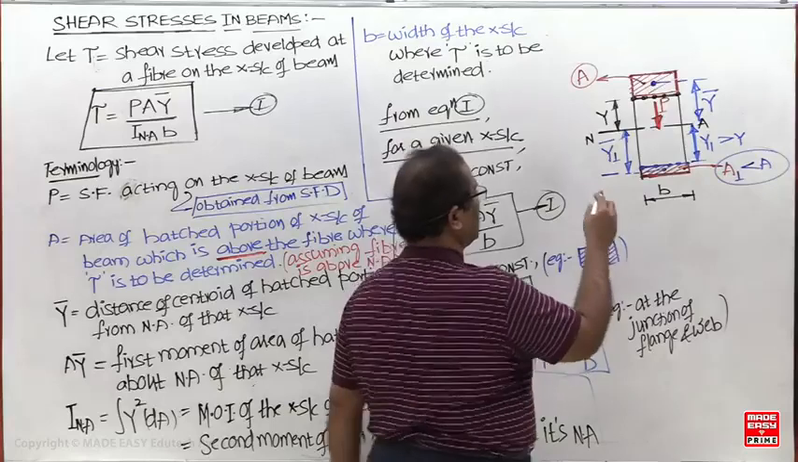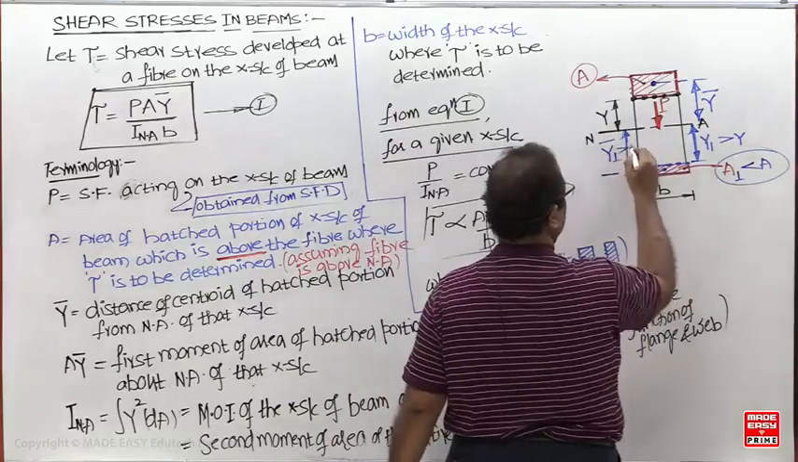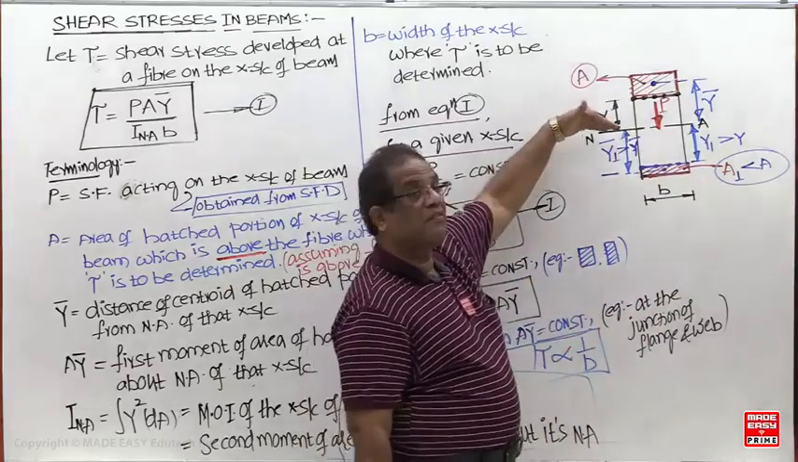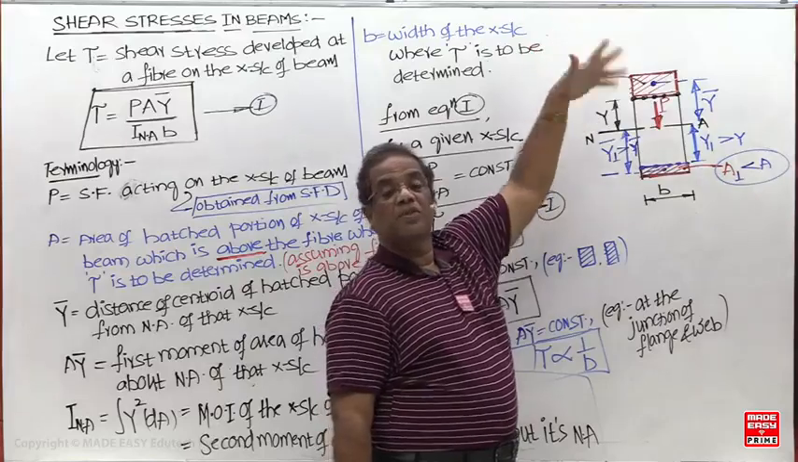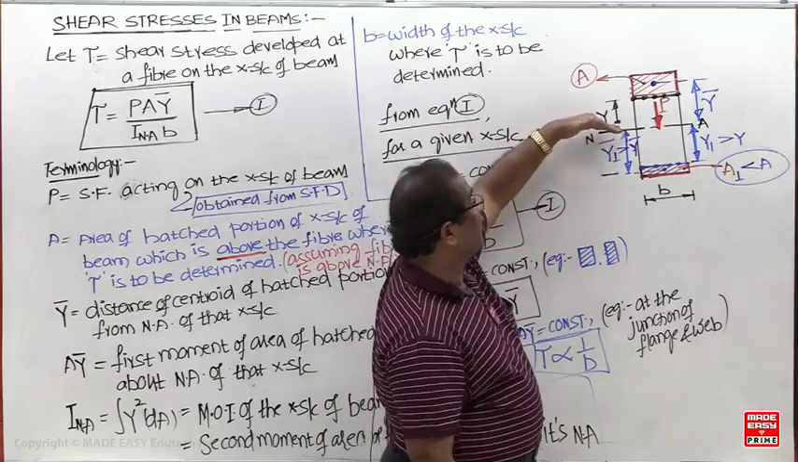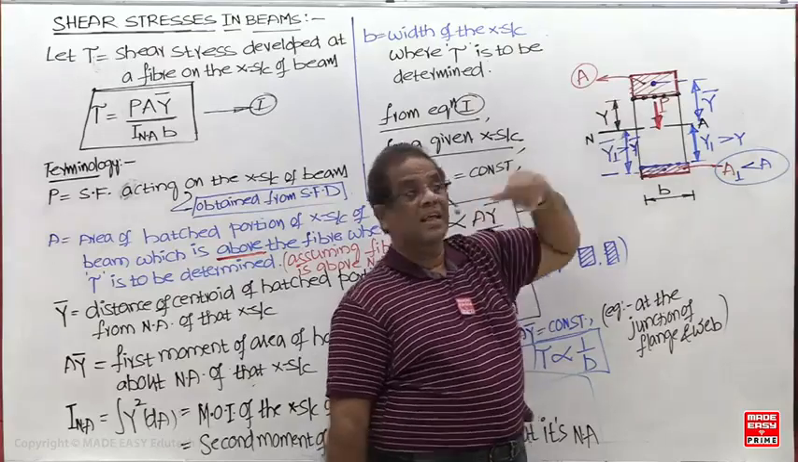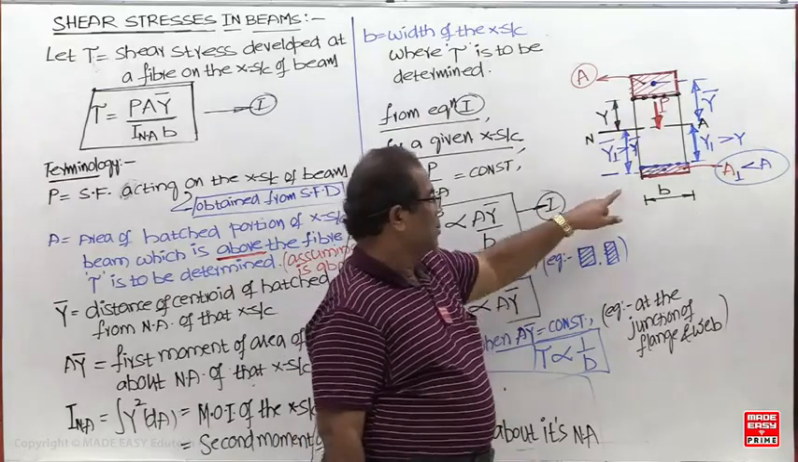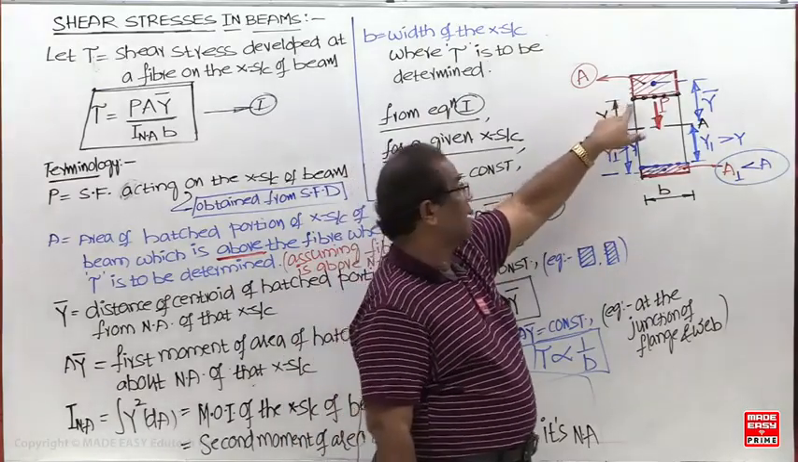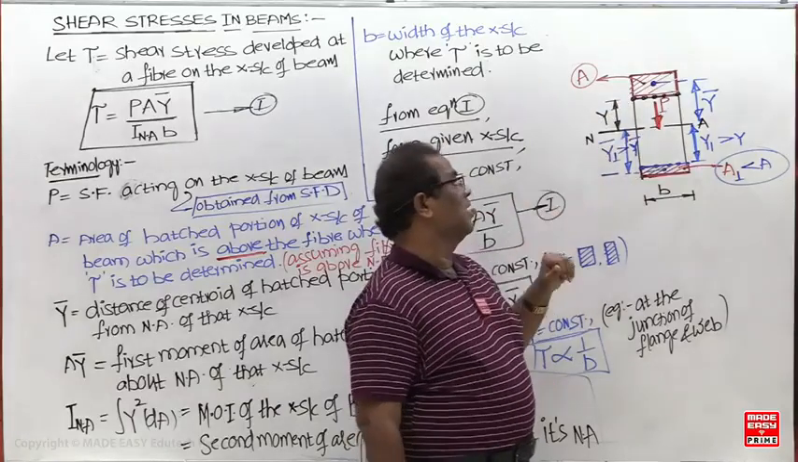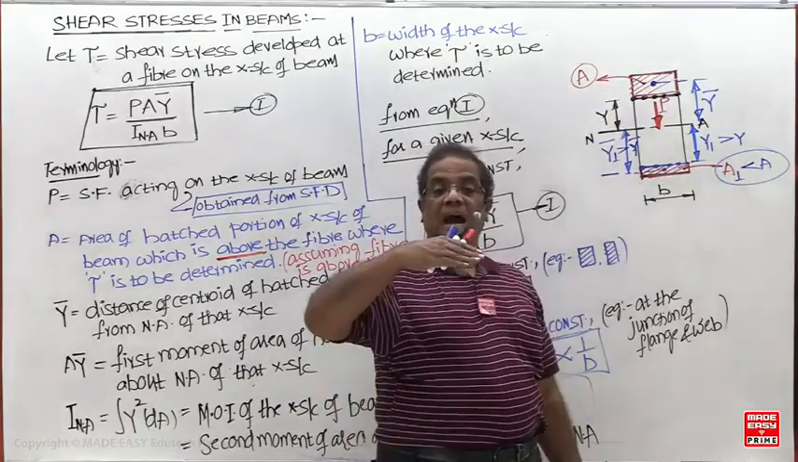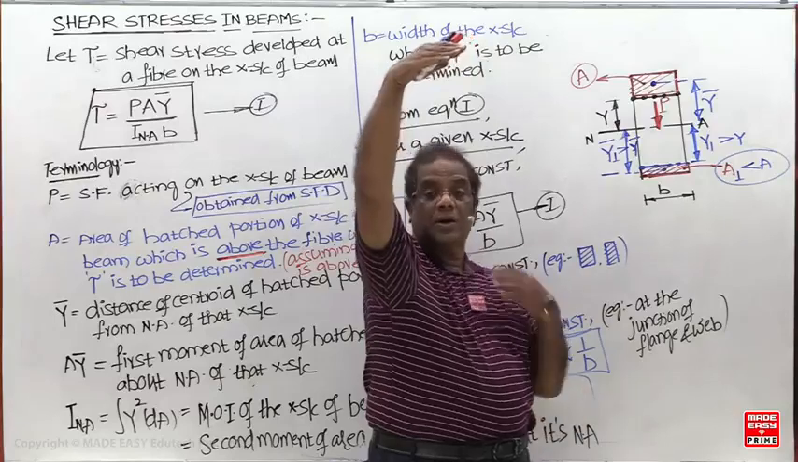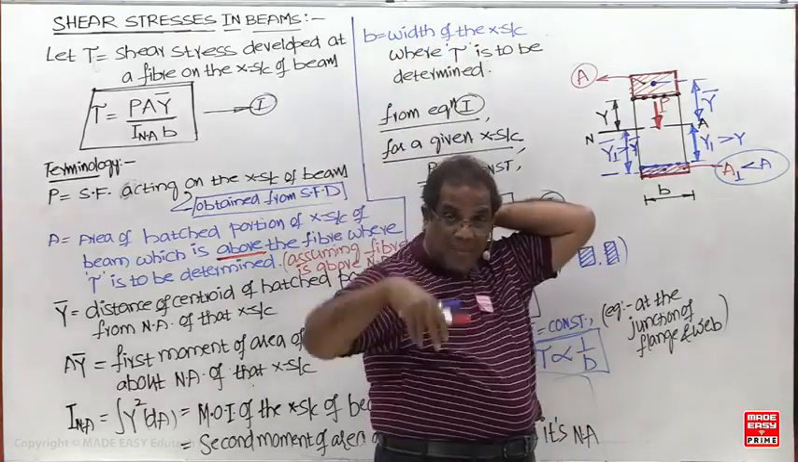But Y1 bar is greater than Y bar. What is the meaning? Fiber to fiber, which one will change? The area will change. As you go away from the neutral axis, the area will decrease and Y bar will increase. This fiber, the black color one, is far away compared to this fiber, because Y1 is greater than Y. As Y increases, the area will decrease, and when the area decreases, Y bar is going to increase.